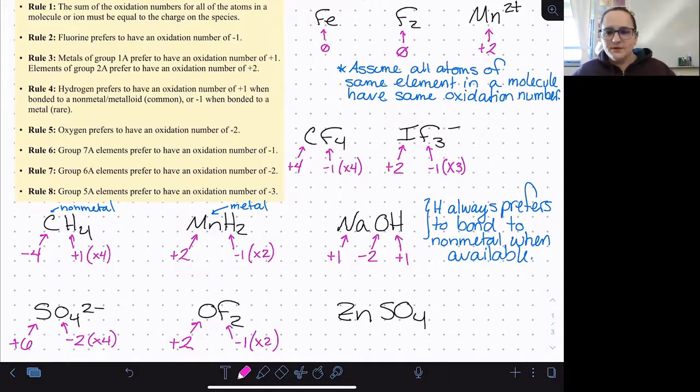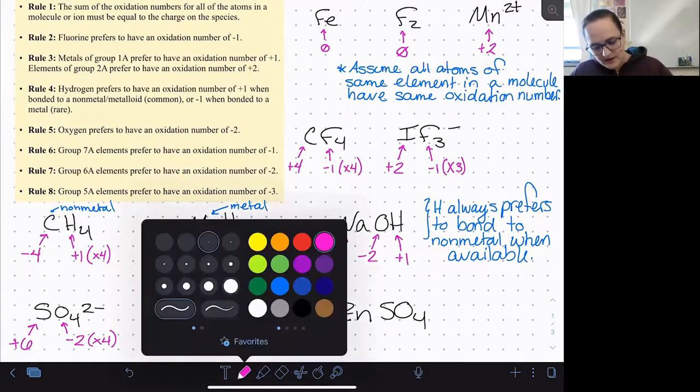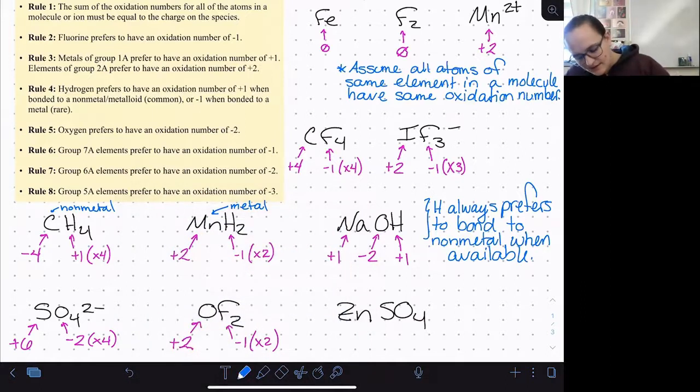So our last example is one that's a little bit tricky. Anytime you see something with a polyatomic ion involved, you want to treat your ions separately.